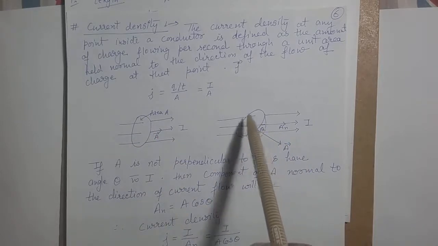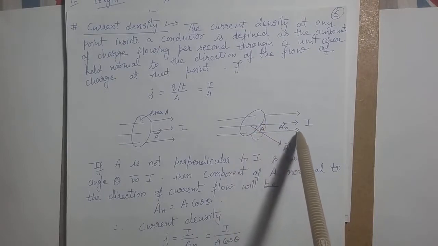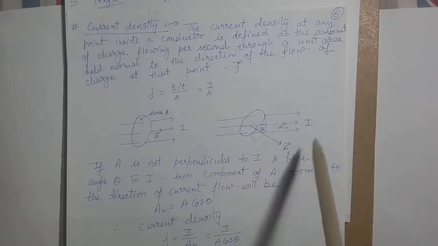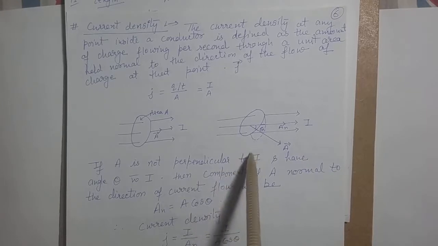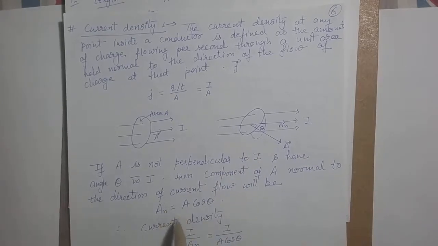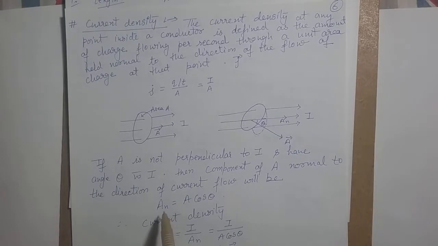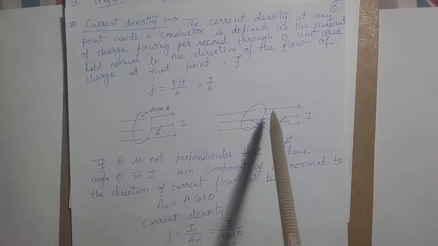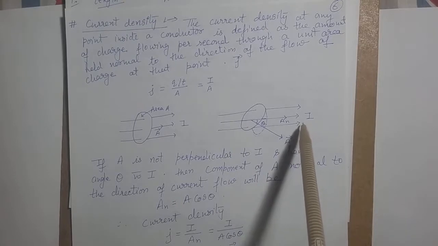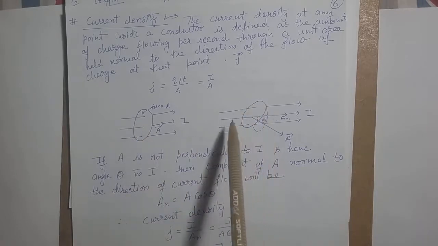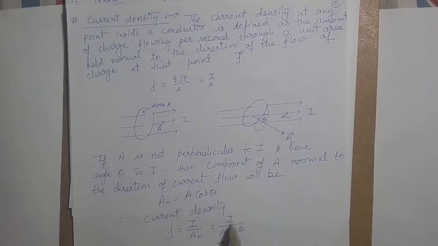Now what if this area is inclined with this direction of current? In that case, if theta is the angle between the area vector and the current, we have this formula for the area: A cos theta, because theta is the angle with this horizontal direction of current. So here the area is perpendicular to I, and here the area is inclined with current I.